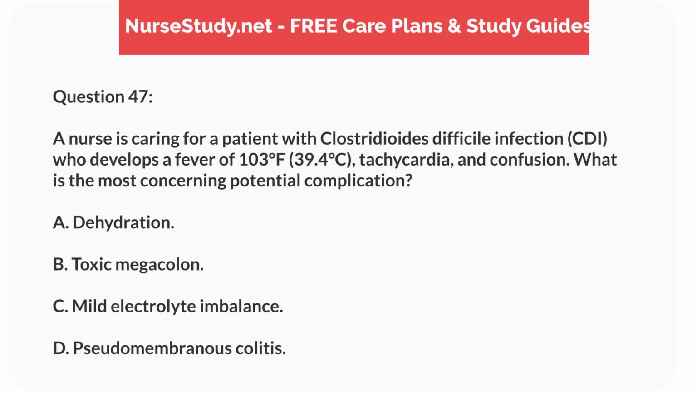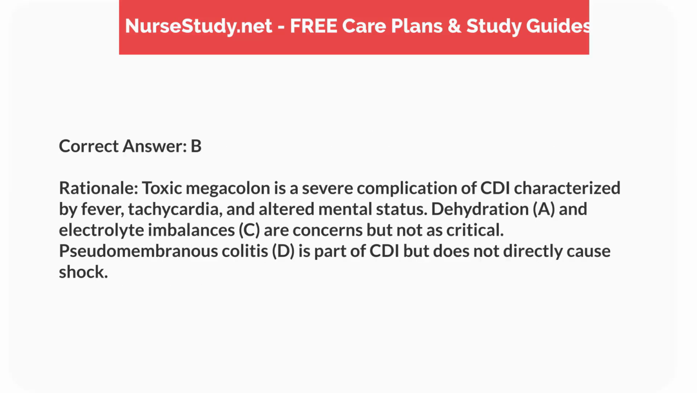Question 47. A nurse is caring for a patient with Clostridioides difficile infection, CDI, who develops a fever of 103 degrees Fahrenheit, 39.4 degrees Celsius, tachycardia, and confusion. What is the most concerning potential complication? A. Dehydration. B. Toxic megacolon. C. Mild electrolyte imbalance. D. Pseudomembranous colitis. Correct answer, B.